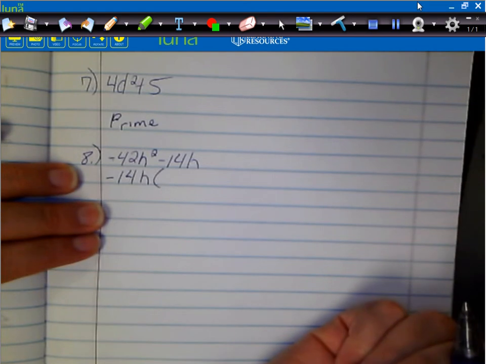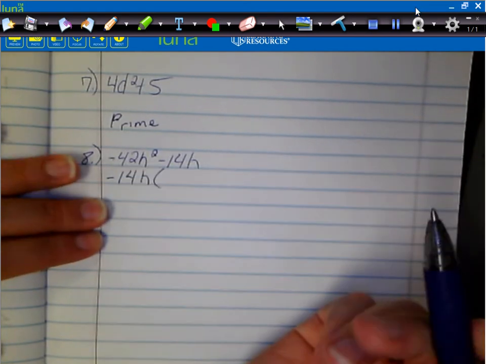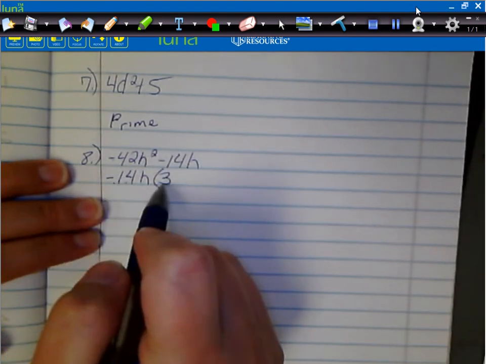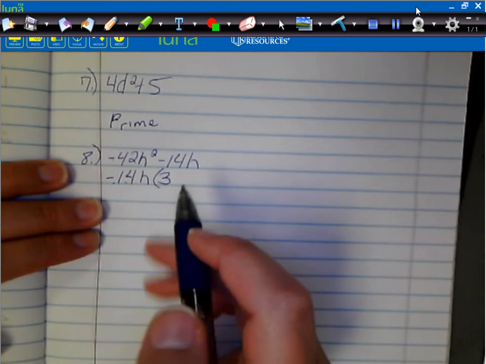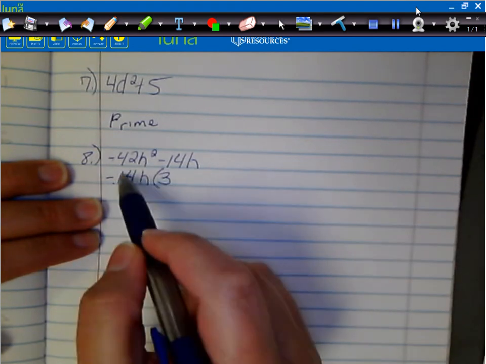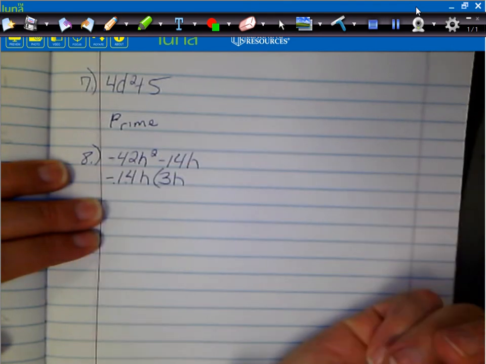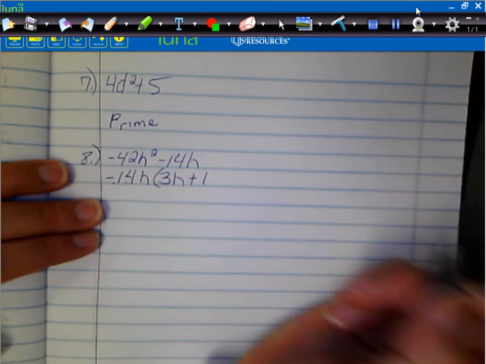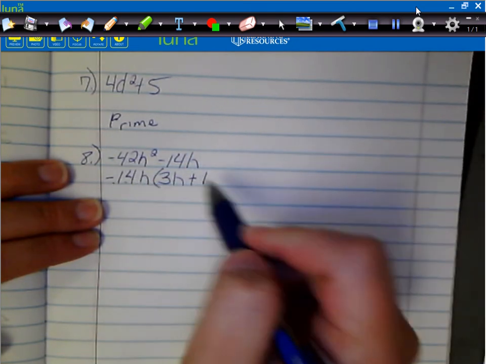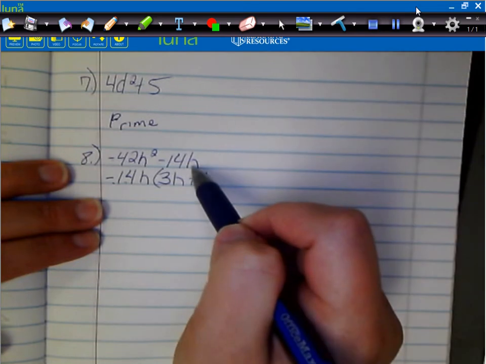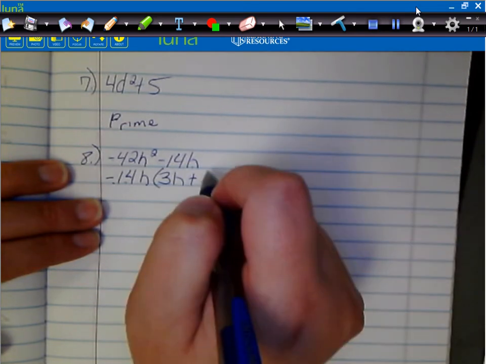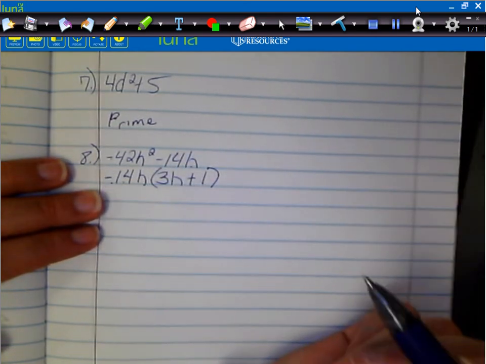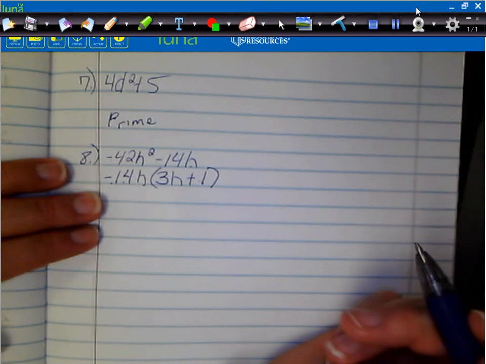So then I'm going to do my parentheses. This time I'm going to say negative 42 divided by negative 14 is 3, or negative 14 times 3 is negative 42. I had 2 h's here for h squared, and I took one of them out, so I have 1 h left. And then I'm going to say negative 14 divided by negative 14, and that's a positive 1. So I've got to be careful with my signs there. Negative 14 times 1 is negative 14. I have an h, but I took that h out, so I don't have any h's left here, so I'm going to go ahead and close those parentheses. So I factored out a GCF of negative 14h, and I have 3h plus 1 left.